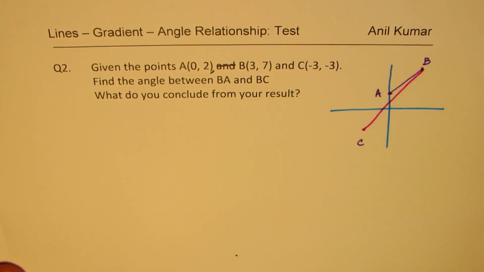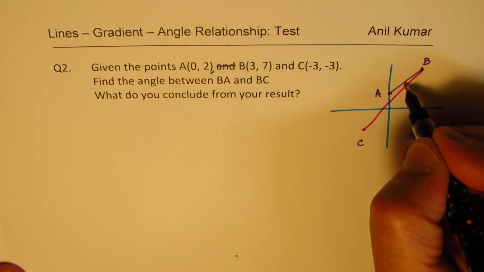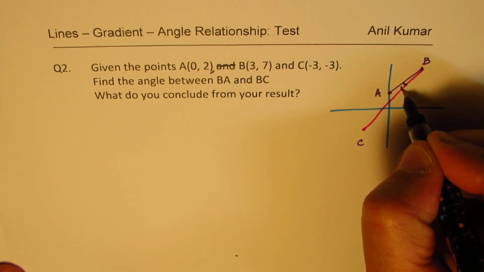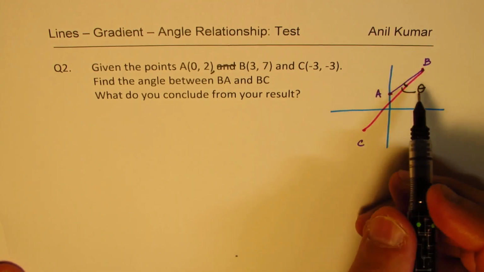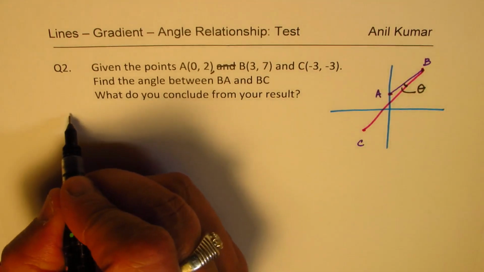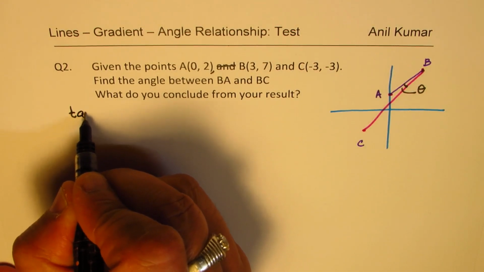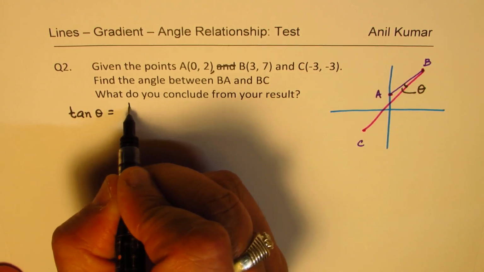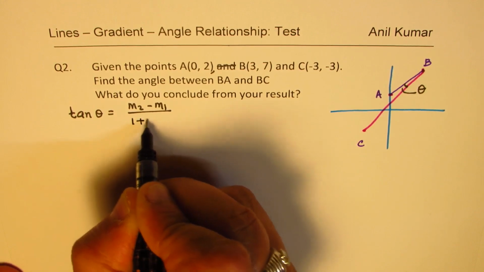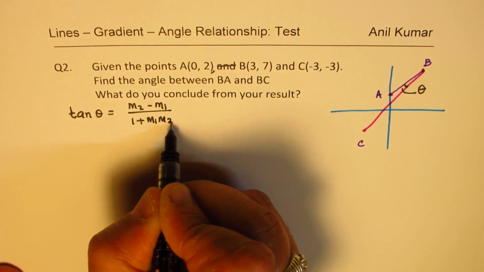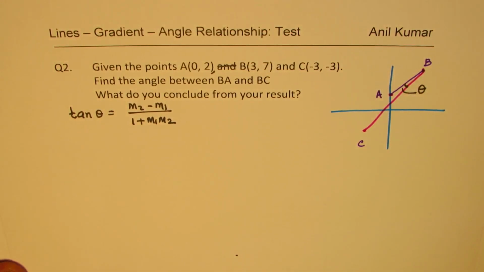Okay, so the angle which we are interested in finding is this angle theta. That's the angle which we need to find. The angle between two lines is given by tan theta equals m2 minus m1 over 1 plus m1 m2, correct? Where m1 and m2 are the slopes of the lines.